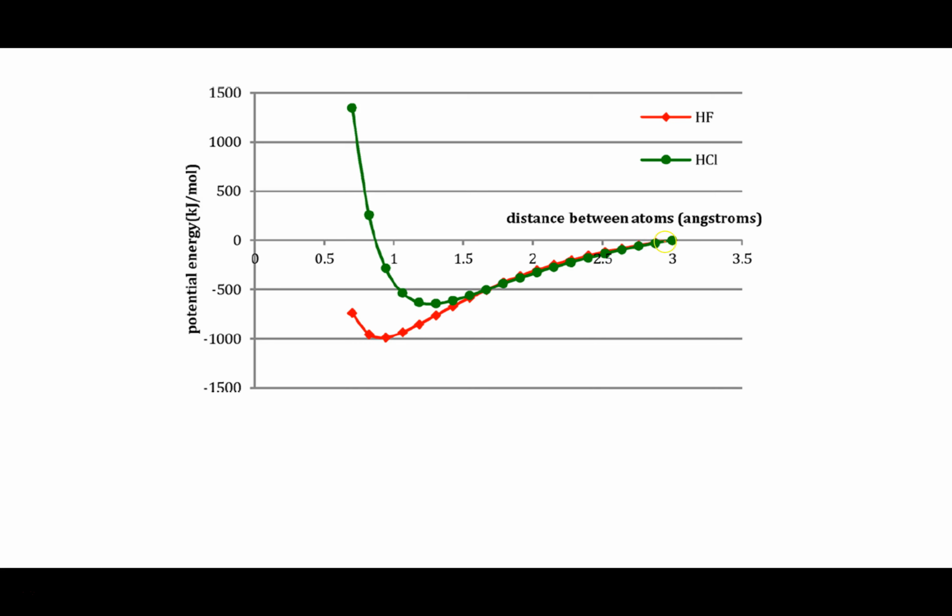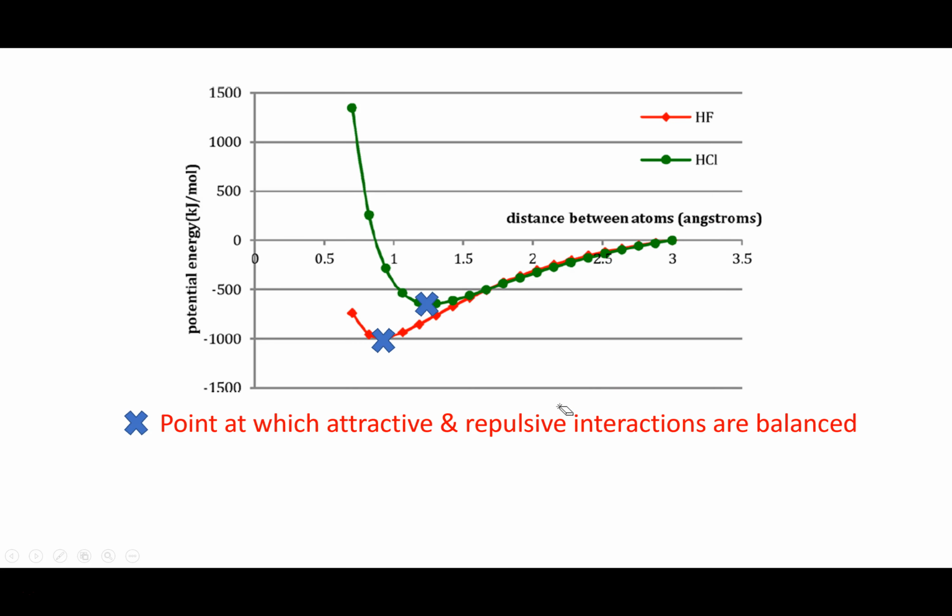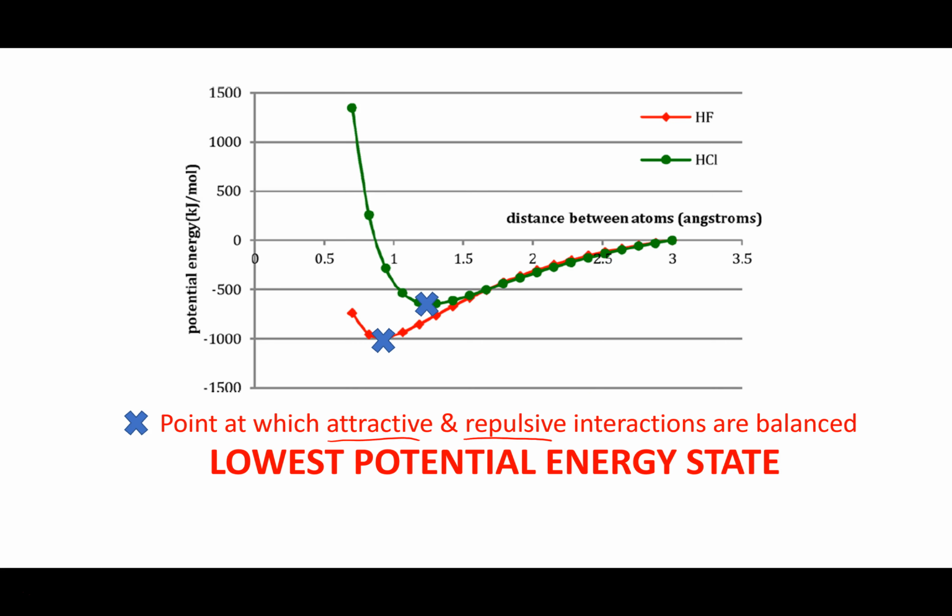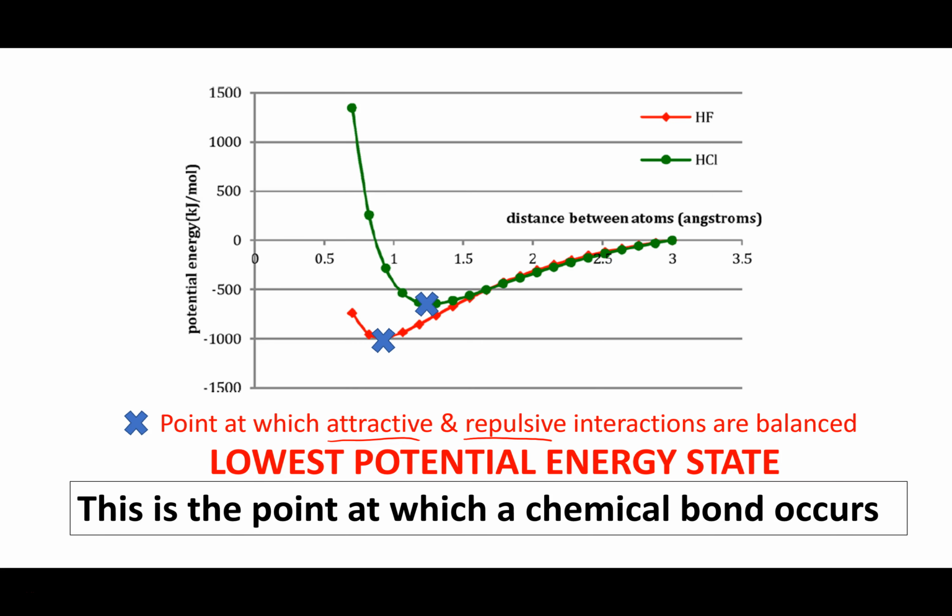But again, you see this idea that they will eventually decrease their potential energy as they come closer together, and eventually they reach a point of lowest potential energy where those attractive and repulsive forces are balanced or equal. Again, the lowest potential energy state. The only reason I'm bringing this up time and time again is that that is the point at which the chemical bond occurs.